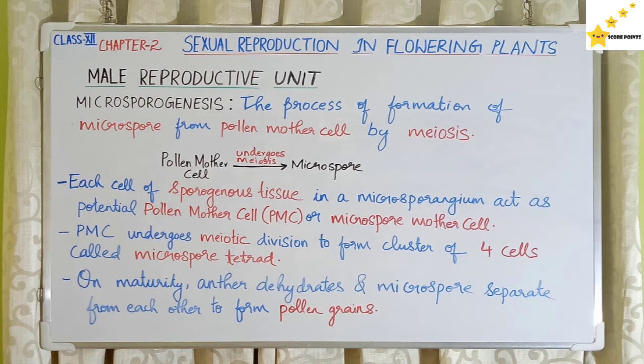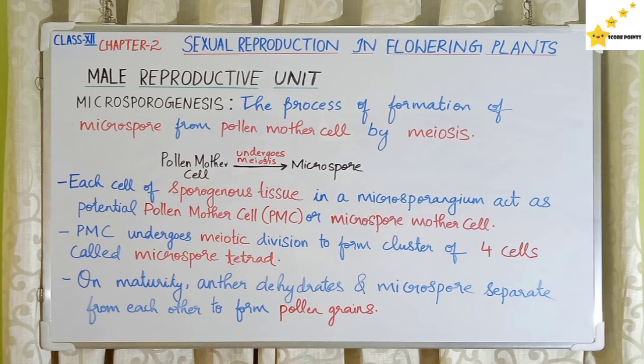Each cell of sporogenous tissue in a microsporangium acts as a potential pollen mother cell or PMC, which is also called microspore mother cell. PMC undergoes meiotic division and forms a cluster of 4 cells called a microspore tetrad. On maturity, the anther dehydrates and microspores separate from each other to form pollen grains.